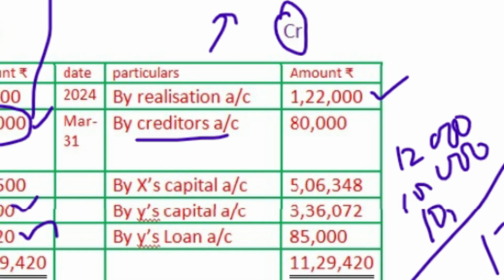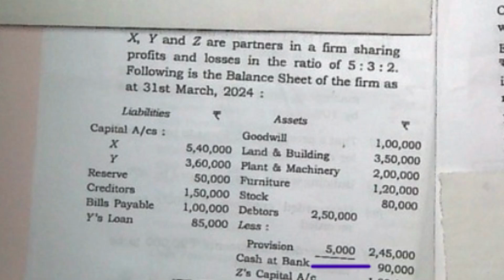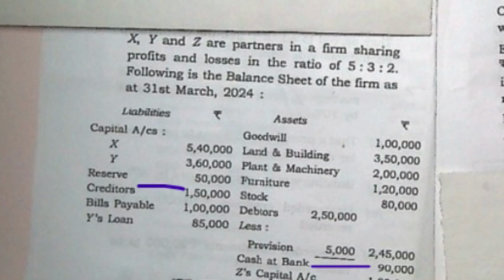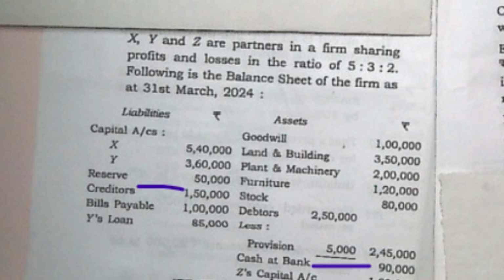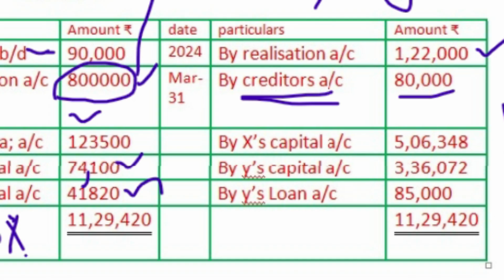And the creditors balance is 1,50,000 in the given question. Out of 1,50,000, stock worth 70,000 was taken, as I already explained, and the balance amount of 80,000 is paid in cash. So the balance amount 80,000 paid in cash is recorded on the credit side in the creditors account.